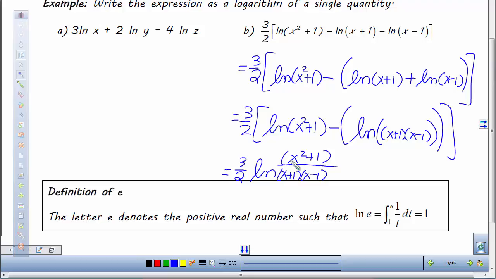And I could go one more step and do what? Okay, make it a power. So we get the natural log of, I guess I should say, x squared plus 1 over x plus 1 times x minus 1, to the 3 halves. All right, questions about that? All right, very good.